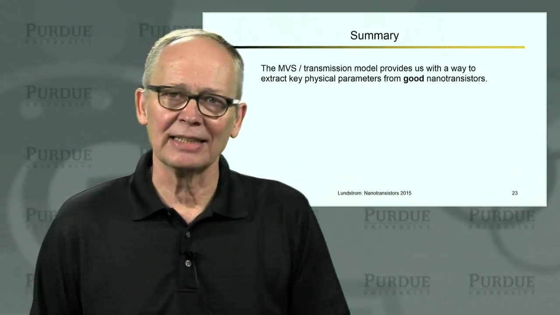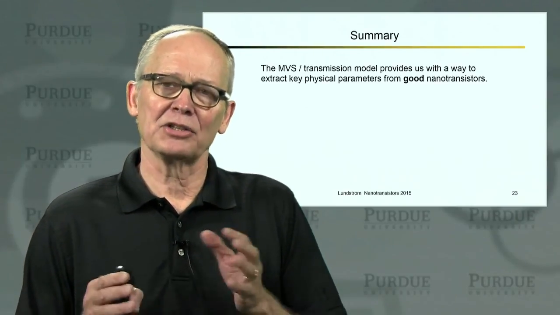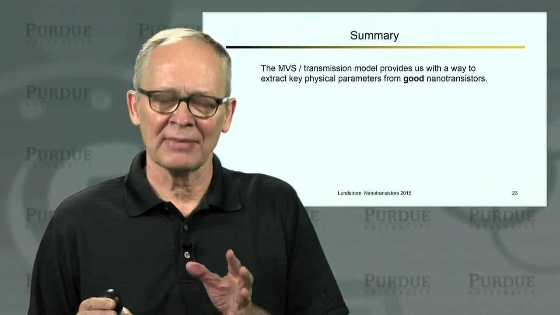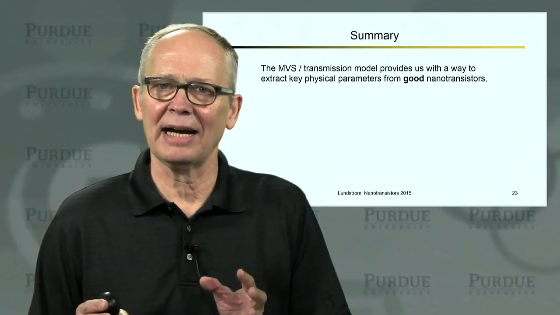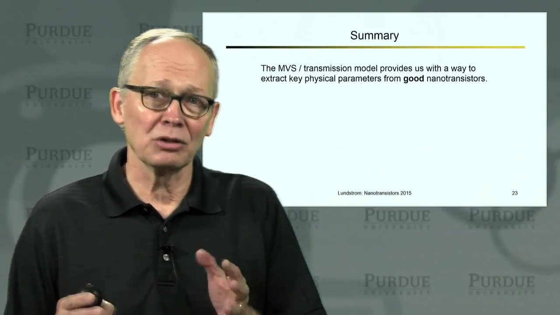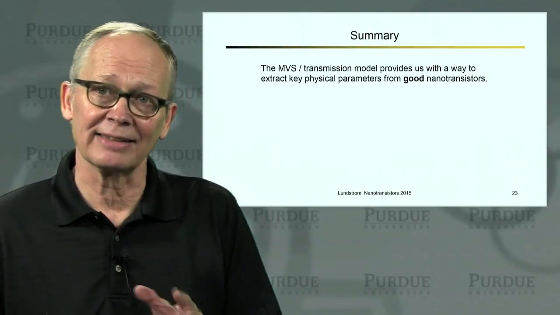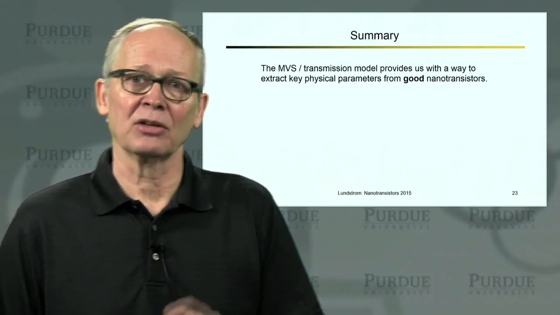Now, I'll just emphasize, we're discussing here good transistors. The MVS model and our transmission model is really a model of well-behaved transistors. In early stage development, many things can go wrong. There can be many non-idealities, and you wouldn't learn very much from trying to fit an MVS or transmission model to data like that. But when we have a well-behaved transistor, then we can learn a lot.